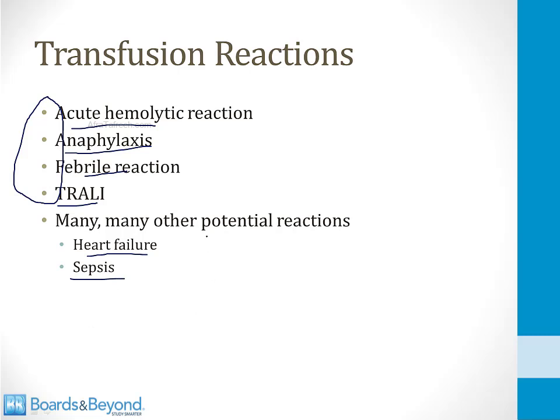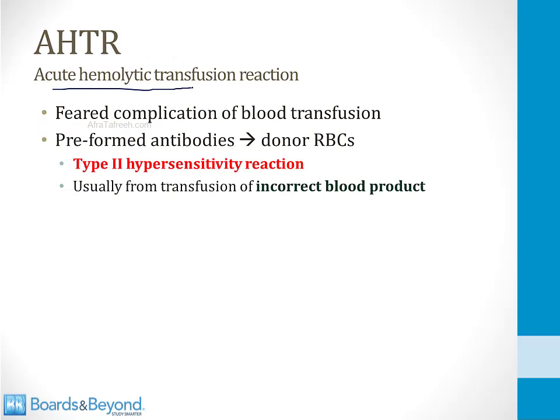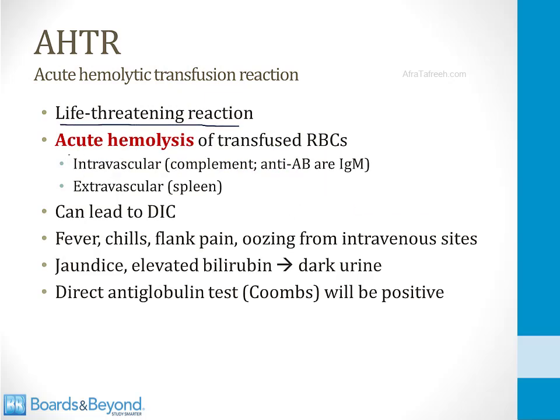There are many, many other potential reactions. Acute hemolytic transfusion reaction is the feared complication of blood transfusions. This is the reason that we do all the type and cross-matching that we do, in order to prevent this from occurring. This is when there are preformed antibodies in the recipient against the donor red blood cells. It's an example of a type 2 hypersensitivity reaction, and this usually happens if a patient is accidentally transfused with the incorrect blood product. This is a life-threatening reaction caused by acute hemolysis of the transfused red blood cells.